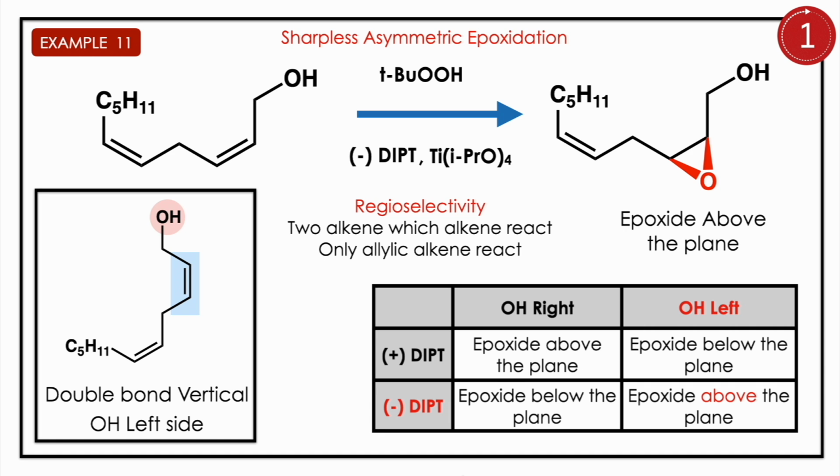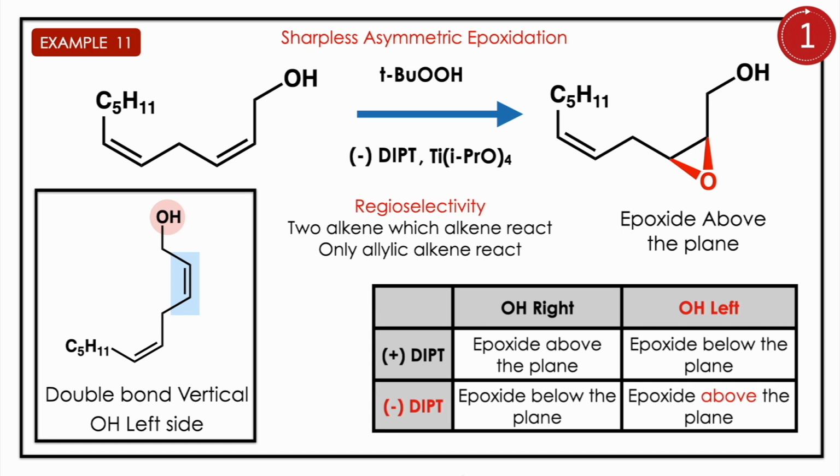First we analyze position of OH. For that you should bring double bond vertical, OH above. If you do it, you can see OH is on left side. You are using minus DIPT. So if you look at the table, position of epoxide is above the plane. So you should draw the epoxide above the plane.